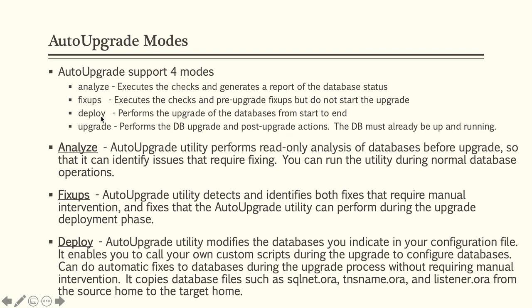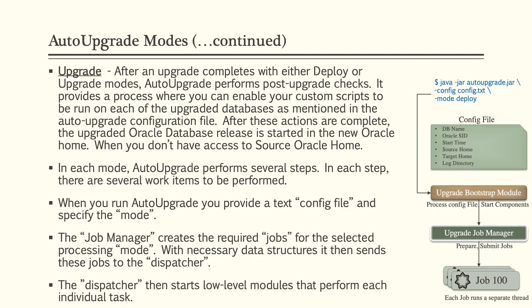Whereas deploy is very much suitable when both the source and target are on the same machine. Then you can run one atomic transaction in deploy mode, which will run everything as one atomic process of analyze, fixups, upgrade, post upgrade tasks, and conversion of a non-CDB to PDB. Everything will be done automatically as part of the deploy process. I already told you the relevance of upgrade. This is especially when you need to break the upgrade between the source and the target host. That's the time when you would run AutoUpgrade using the upgrade mode.